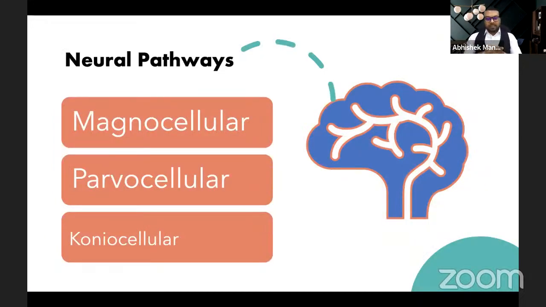Now, the neural pathways that are essential here are the magnocellular and the parvocellular pathway, although koniocellular is another neural pathway. But because we are talking about the eye movements and mainly the saccades, vergence, and accommodation, based on previous research it has been found that the magnocellular and the parvocellular pathway are responsible for the saccades, vergence, and accommodation. Not necessarily is the magnocellular pathway responsible for all of them, and not necessarily is the parvocellular pathway responsible for all three eye movements. They are confined to their own specifications. I'll come to the specifications.